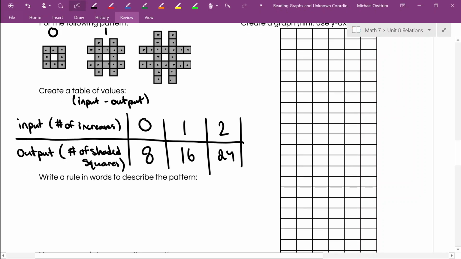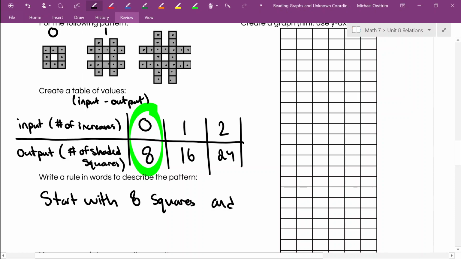In terms of writing a rule, you want to look at what you start with. Okay, so whatever we have when the input is 0 is our starting value. So we'll say start with 8 squares. And what do we do after that? Each time we're adding 8 additional squares in this, 2 on each corner. 4 corners obviously makes 8 each time. So we're going to say and add 8 squares each time.